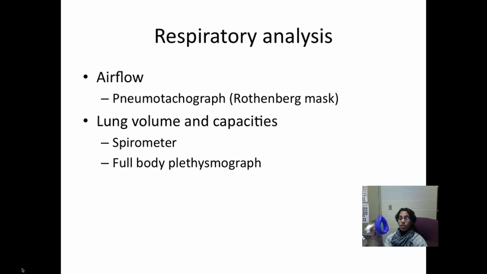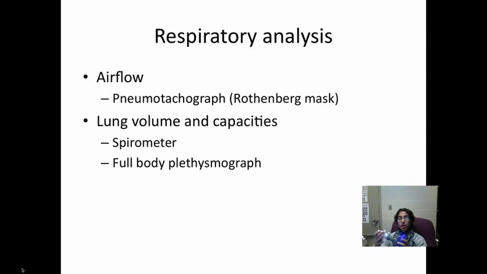So this is called a Rothenberg mask. Basically, when you ask somebody to measure airflow and pressure, you're asking the person to get a nice tight seal over their nose and mouth with this blue mask. This tube actually sits inside your mouth. It rests on top of your tongue, and the person is asked to say P, P, P, P, as in Peter, 5 times.